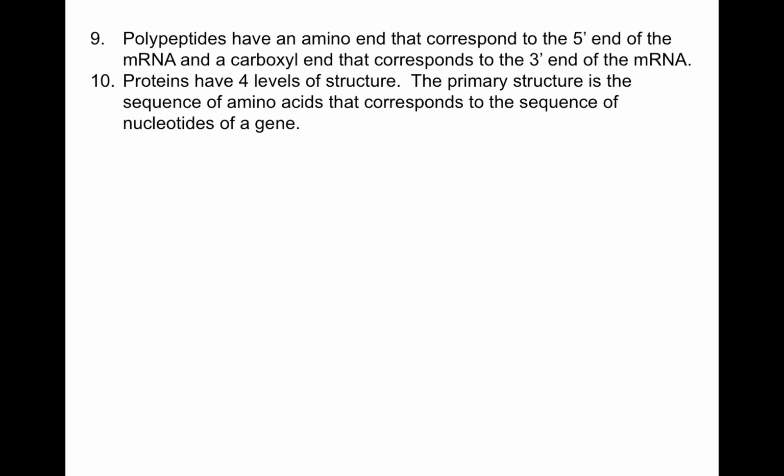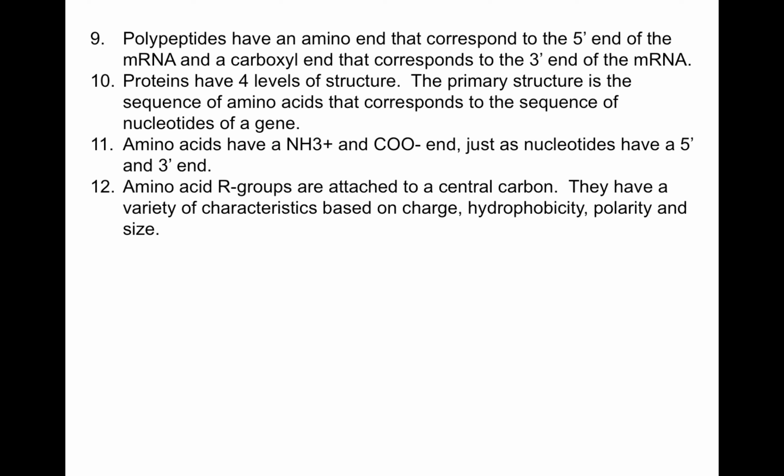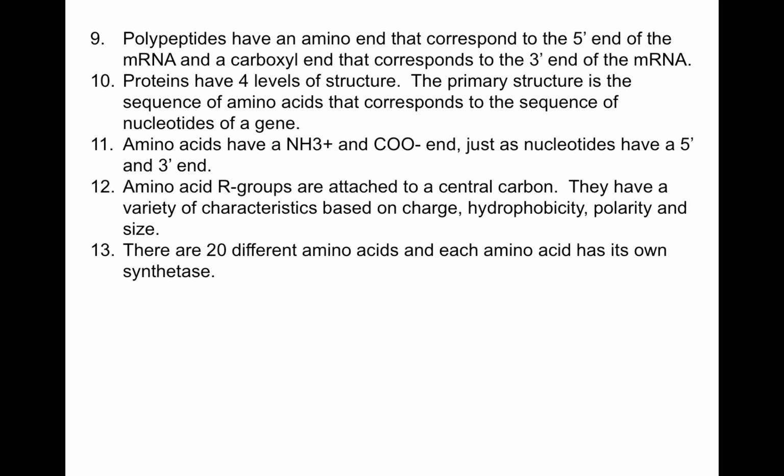Proteins have four levels of structure. The primary structure is the sequence of amino acids that corresponds to the sequence of the nucleotides of a gene. Amino acids have an amino group and a carboxy end, just as nucleotides have a 5' and a 3' end. Amino acid R groups are attached to the central carbon. They have a variety of characteristics based on charge, hydrophobicity, polarity, and size.